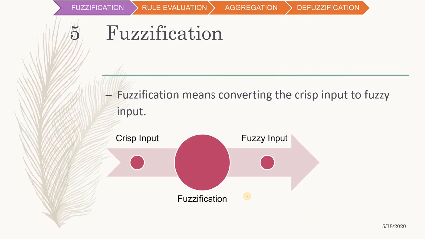First, let us take a look at the fuzzification process. What is fuzzification? Fuzzification means converting the crisp input to fuzzy input. So in here we have a crisp input, for example x equal to 15. X represents a variable here. So you are going to find the fuzzy input, that would be y. What would be the y, or the degree of membership?